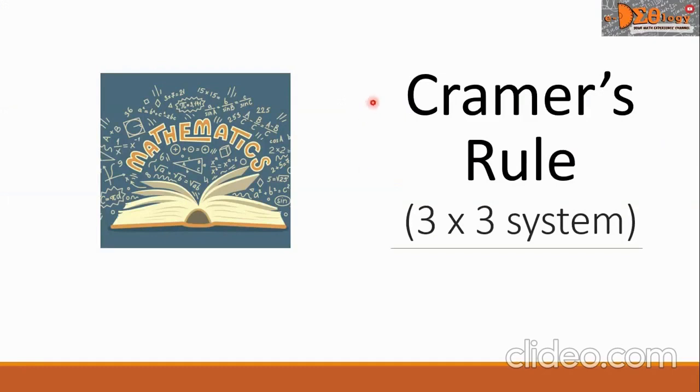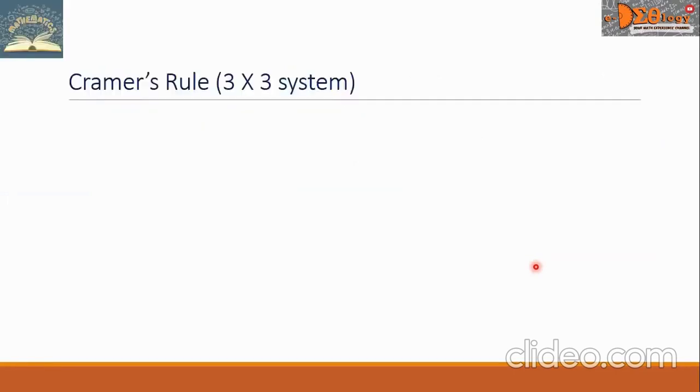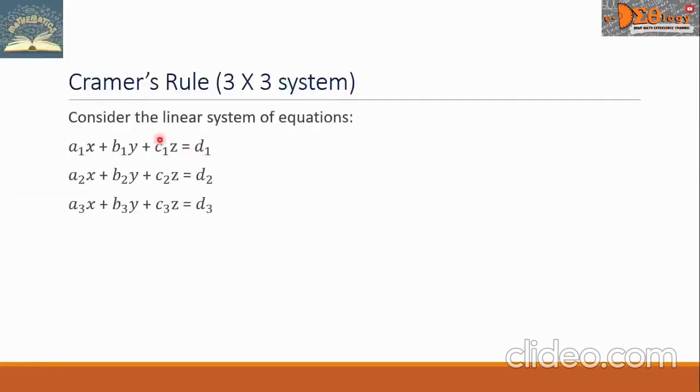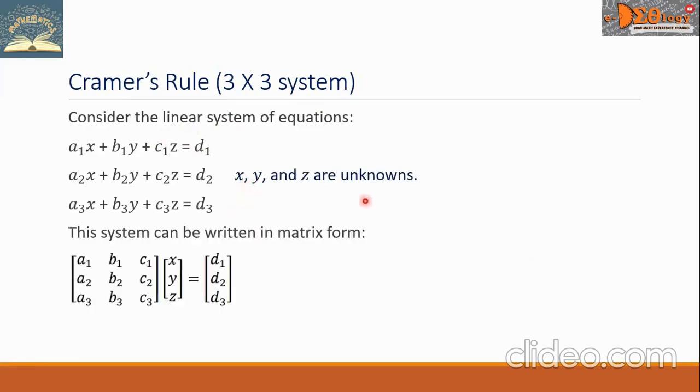Today, we're going to study Cramer's rule for 3 by 3 system. Consider the linear system of equations. Here, the x, y, and z are unknowns. This system can be written in matrix form. So we have here three matrices.